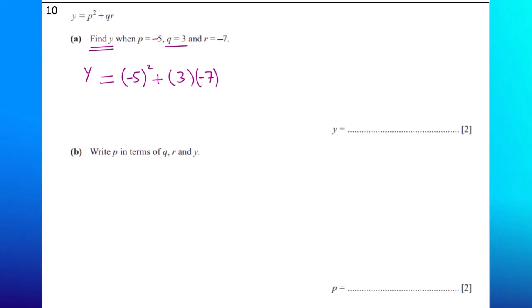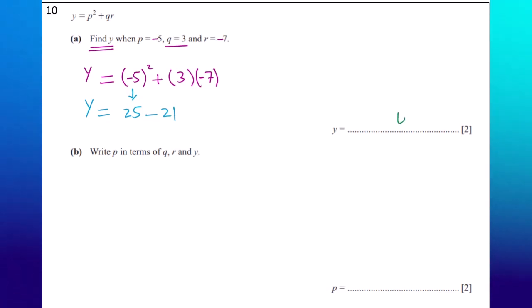After this, you have to open the brackets. Y is equal to, this will be 25 because 5 squared, and this will be positive, negative, negative. 3 times 7, 21. So the final answer will be 4. Y is equal to 4.